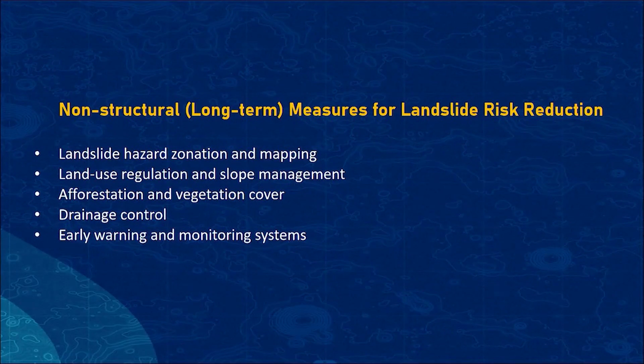Afforestation and vegetation cover. Afforestation and vegetation cover programs plant deep-rooted species such as bamboo, vetiver, grass, elder, pine, and native broad-leaf trees on slopes. Roots bind soil, increase infiltration, reduce surface runoff, and prevent erosion.